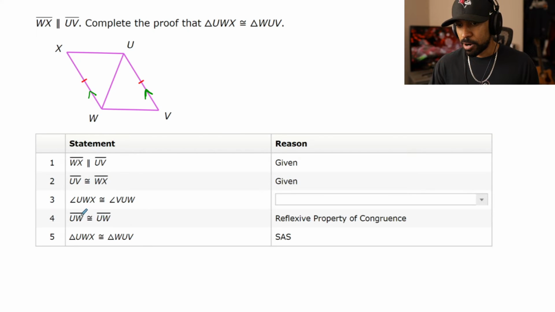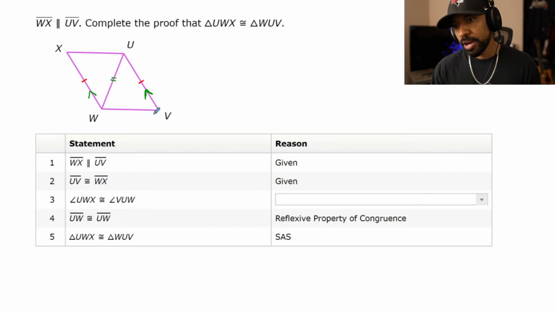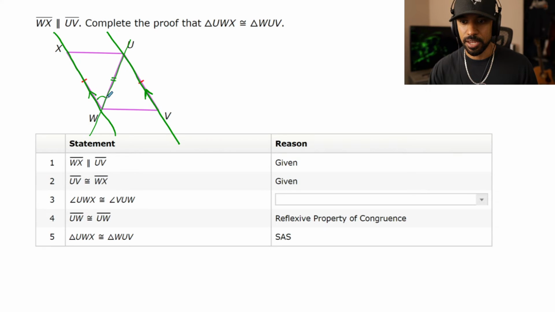Let's look down here and mark this first. Segment UW is congruent to itself by the reflexive property, once again a shared side. And we have two parallel lines right here cut by a transversal. That means that you have alternate interior angles. Remember where the parallel lines are. I'm going to do this rough. Parallel lines are here. Here's your transversal. That makes alternate interior angles here and here. These two angles are congruent to each other.